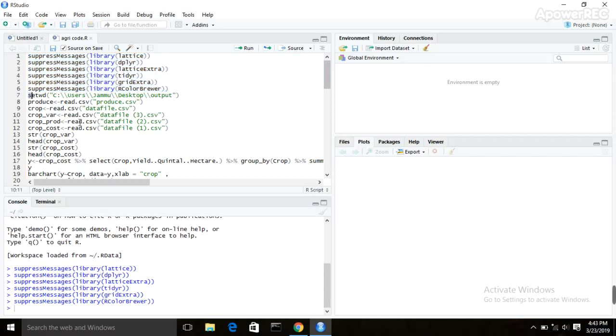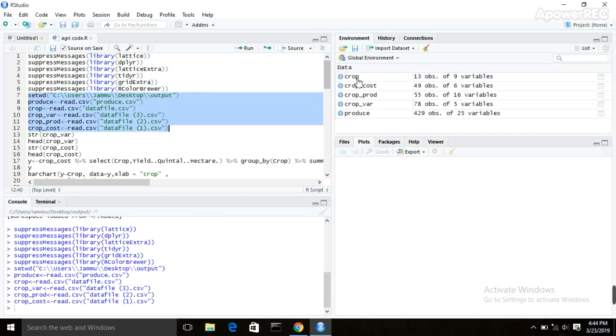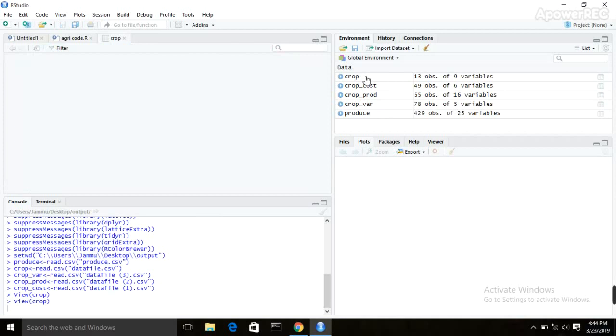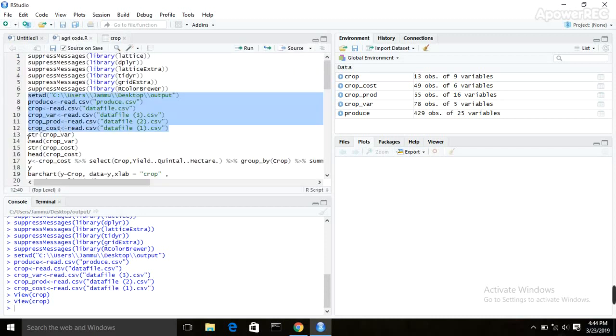Next, I am going to read our data sets. Here we have taken the five data sets which are common in crops. I am going to run those data sets. They are loaded in the console, and side by side the data sets appear in the environment. While clicking the crop, the data set will be opened in the editor. Then only we can know the data set is available in our environment history. Likewise we have to check all the data categories.